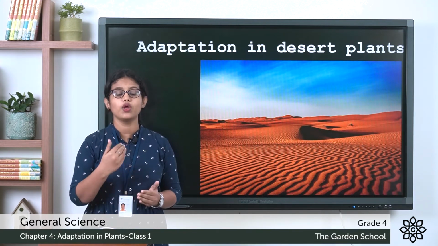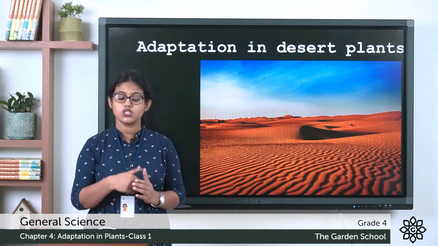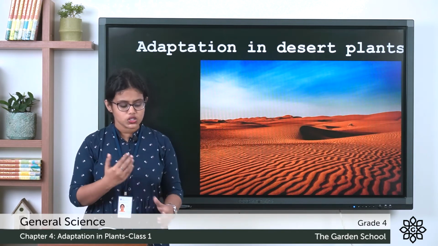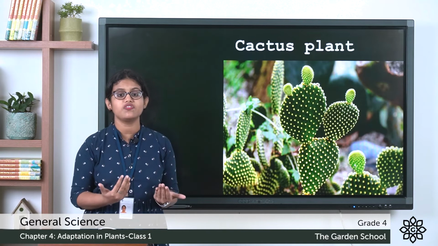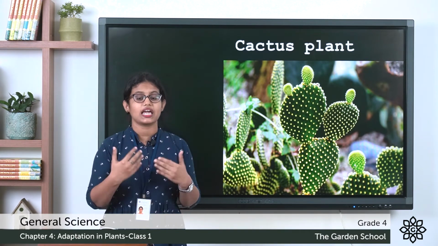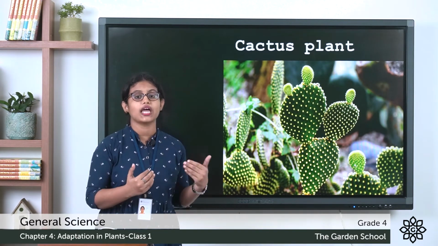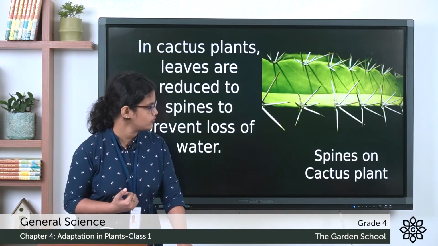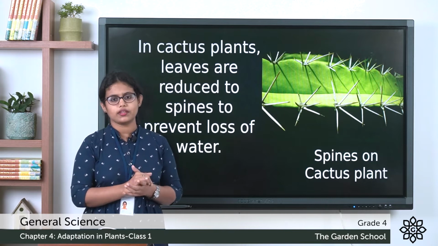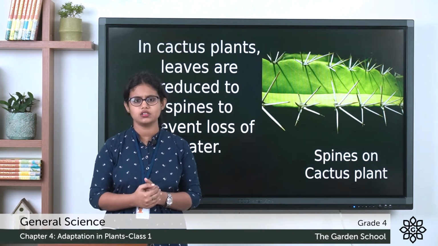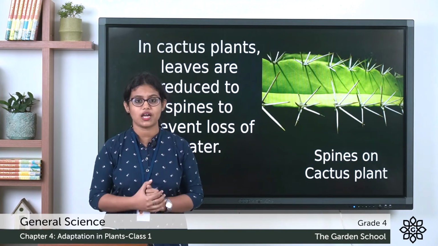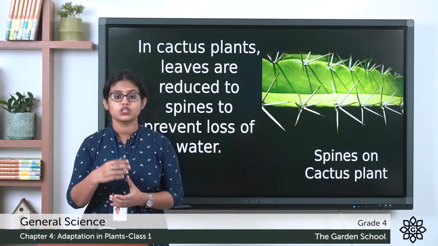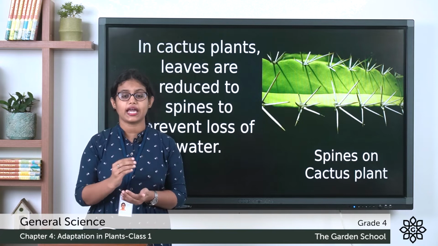So now we are going to learn about cactus plant. Where do cactus plants live? Cactus plants live in desert. So let's learn about the special features of cactus plant that help them to adapt, or that make them survive in the desert. Let me ask you one thing. What comes to your mind when you think about cactus plant? Some of you might think of the thorns, right? The thorns or spines of cactus plant.